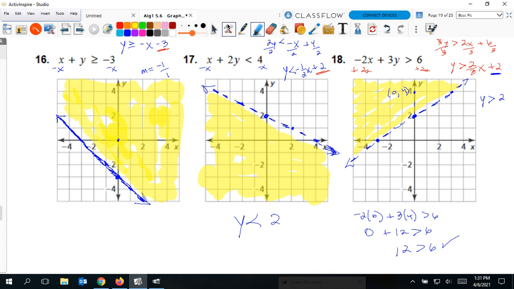And again, we could try 0, 0. 0, 0 is an easy test point to mentally do. If that's 0 and 0, that's going to all be 0. 0 is less than 4 is true. So that is definitely on the true side.